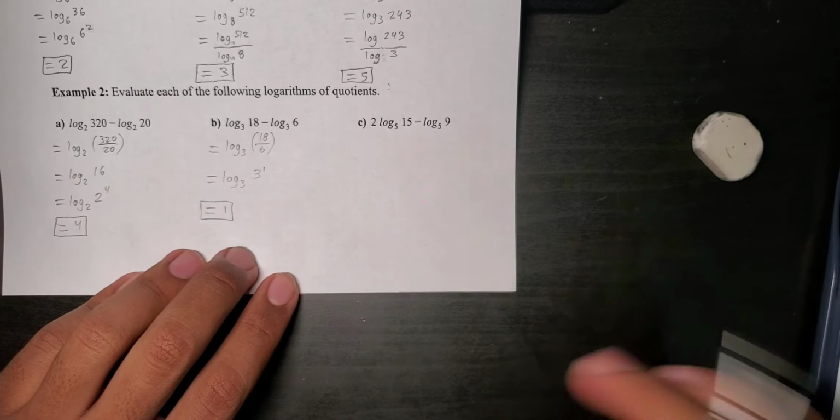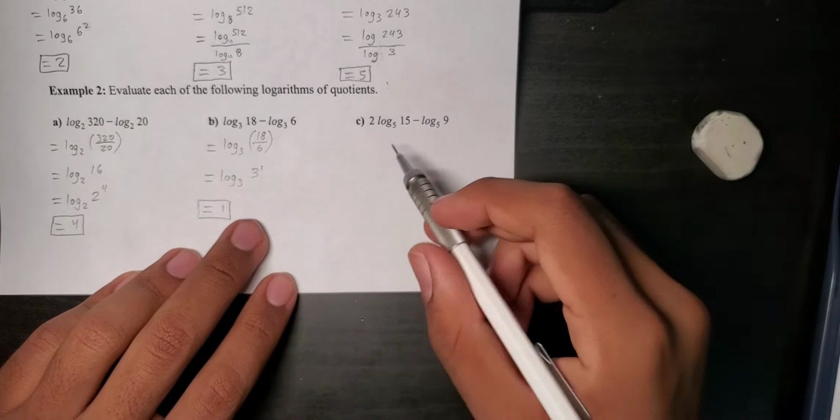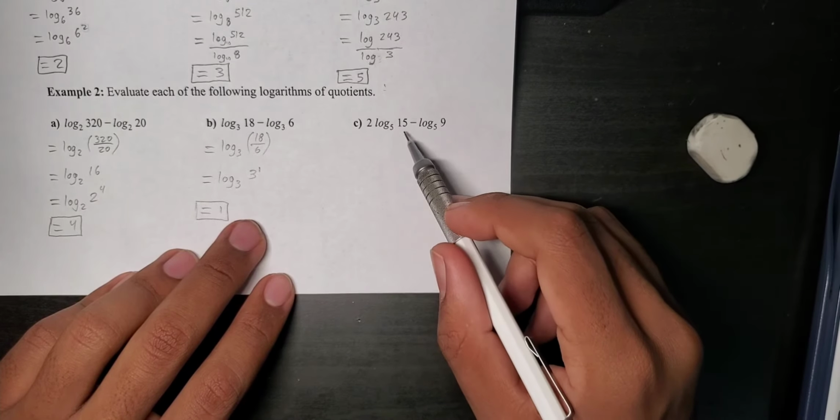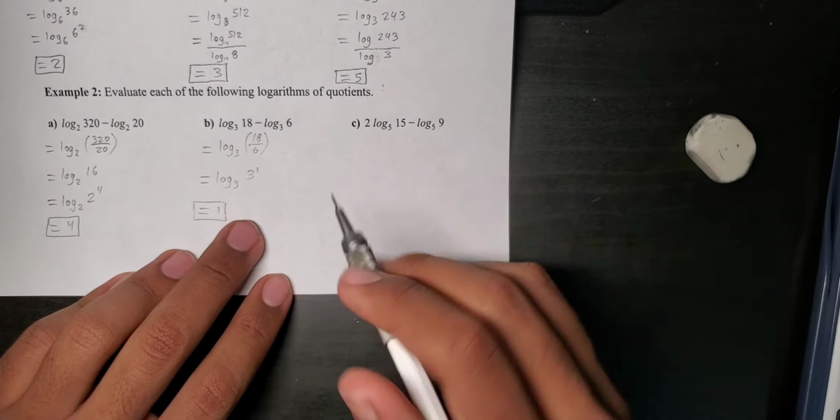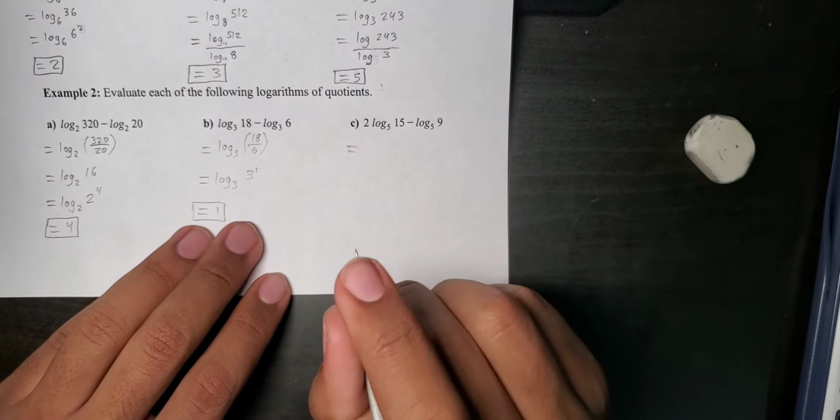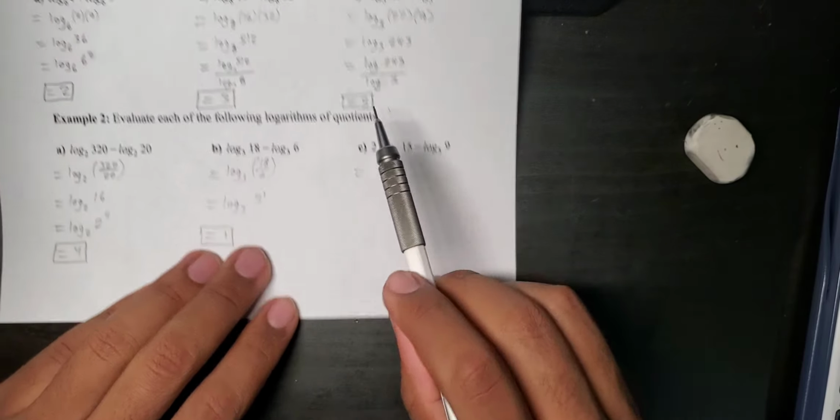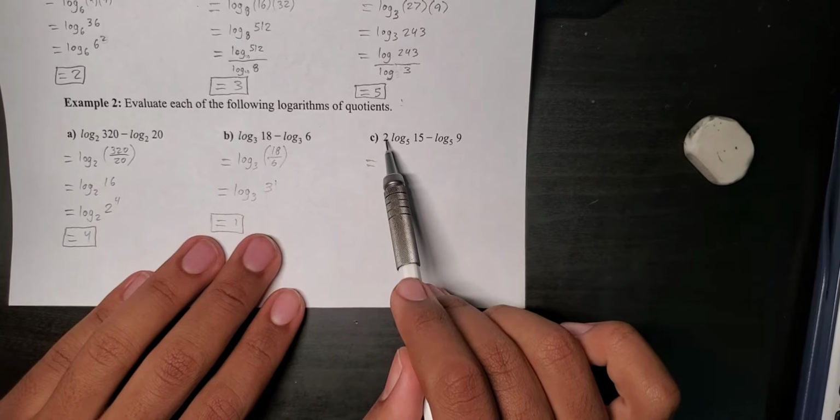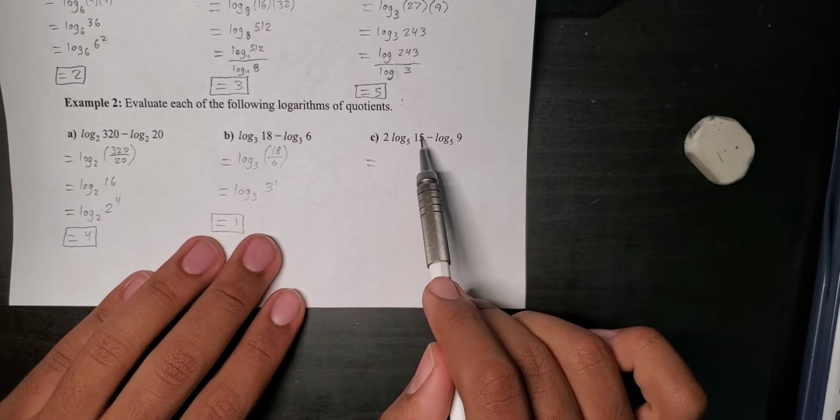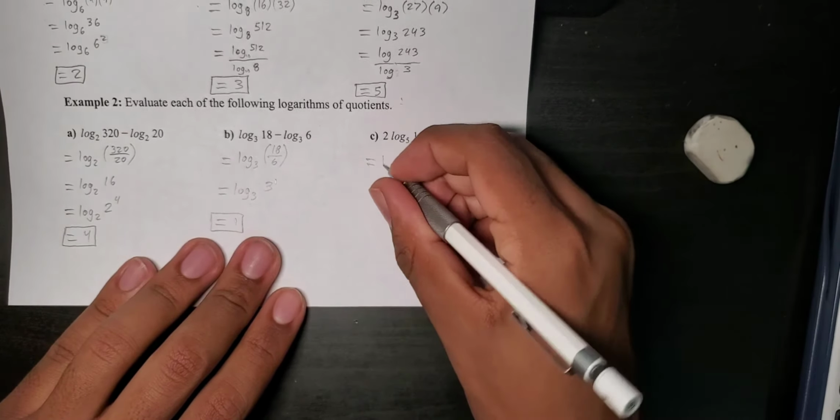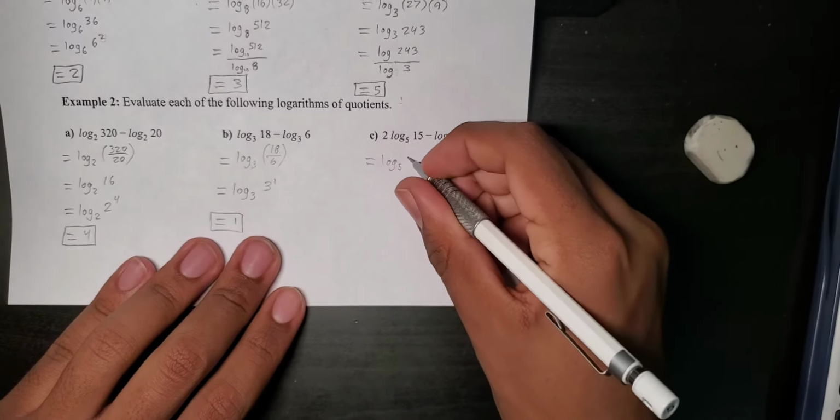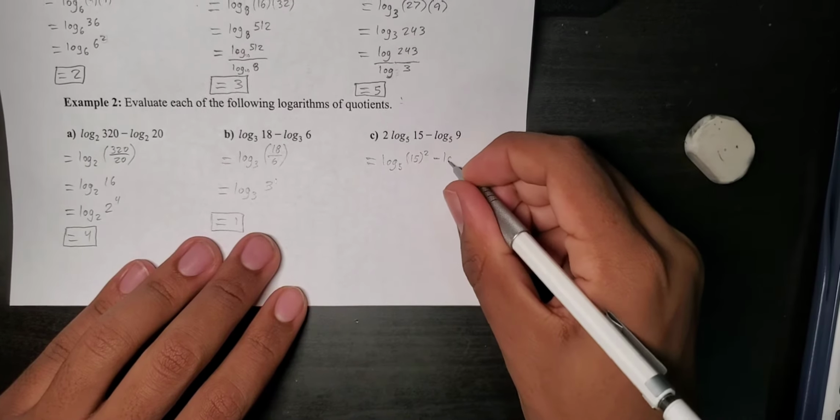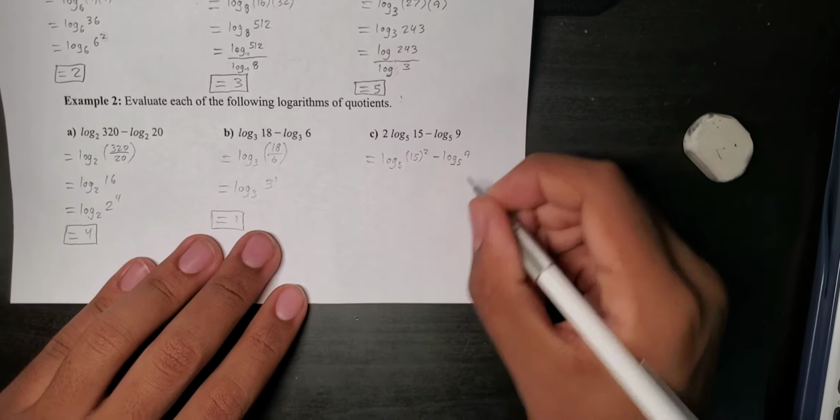The next question. 2 times the log base 5 of 15 minus the log of 9. Now before we do anything, based on the power law, we have to move the 2 to the 15. You have to square it in this case. So then it would be the log of 15 squared minus the log of 9.